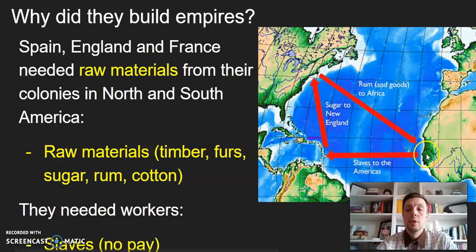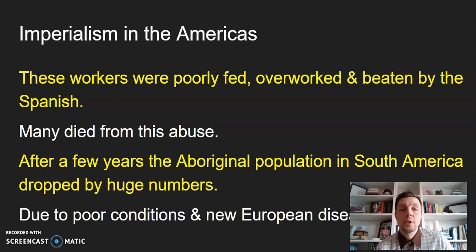Many of these slaves, which we'll look at in an upcoming lesson, were brought over against their will from Africa to places like the Caribbean and the United States in order to work on farms to help produce these materials. The workers on these farms were often poorly fed, overworked, and beaten by the Spanish. Many died from the abuse. Frankly put, if you didn't get your work done, you were beaten or potentially even killed.